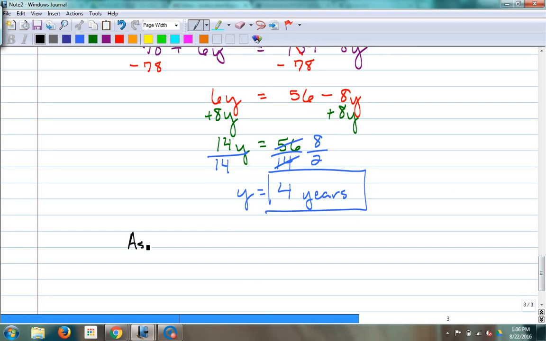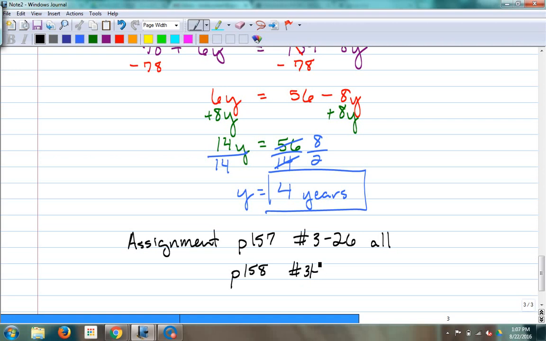All right, so this is what I want you working on for the rest of the time. It's on page 157. Let's do number 3 through 26. Let's do all of those. And then let's pick up 31 through 45. Let's just do the odd ones in that little set.